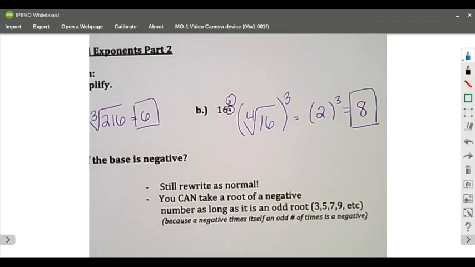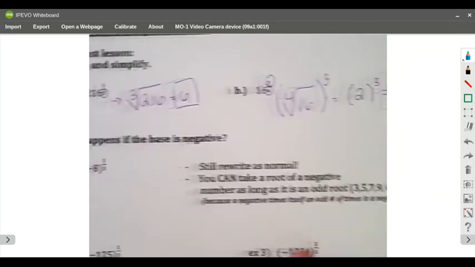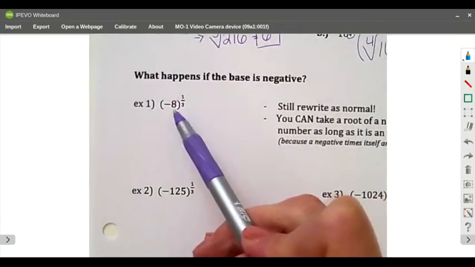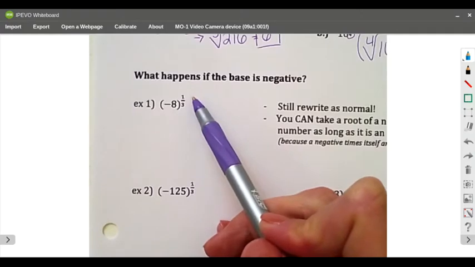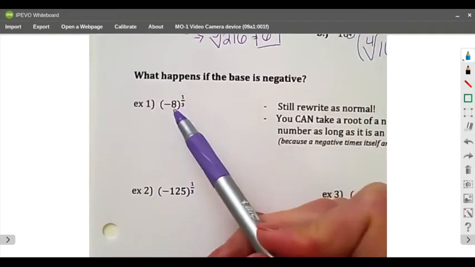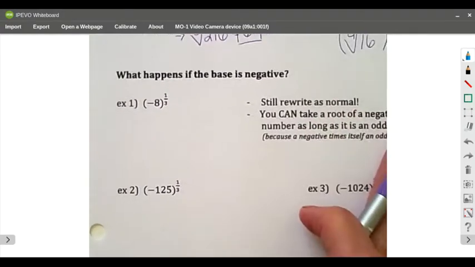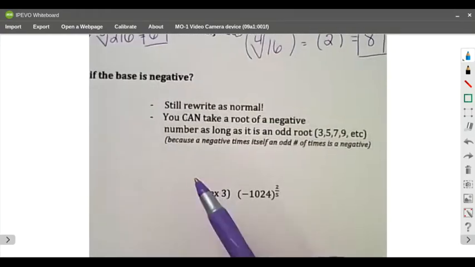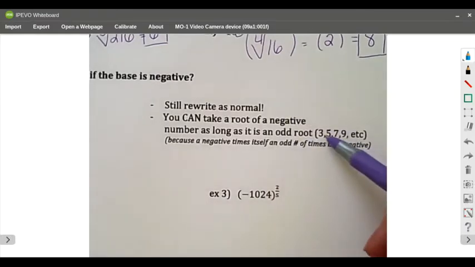Now today, I'm going to show you what happens when there are negatives in some parts. So the first thing we're going to talk about is when the base is negative. Remember, the base is the number that you're raising to the power. So you basically still rewrite it as normal. You can only take a root of a negative number as long as it's an odd root, like the 3rd root of a negative number, the 5th root of a negative number, the 7th root, etc. Like you can't take the square root of a negative number, right? And we've learned that before.